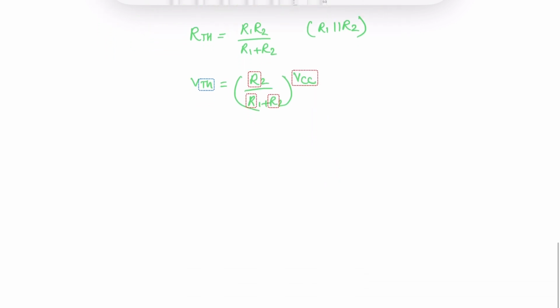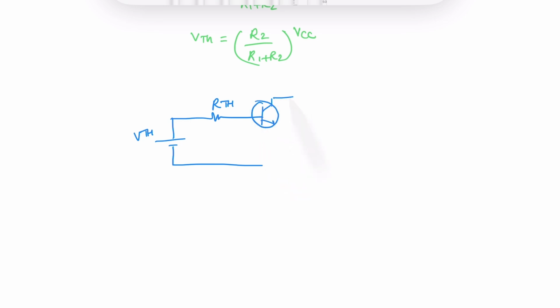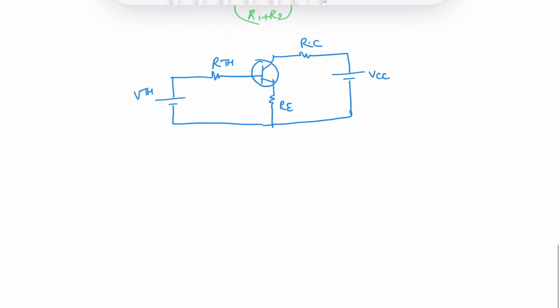Now we can redraw the circuit to simplify it. It's going to look like this. We have resistance RTH and this voltage VTH, and then we're going to have this transistor, and then the resistance RC, this is VCC, and here we have the emitter RE, and this is going to be grounded, or even if we don't draw it, it's understandable.